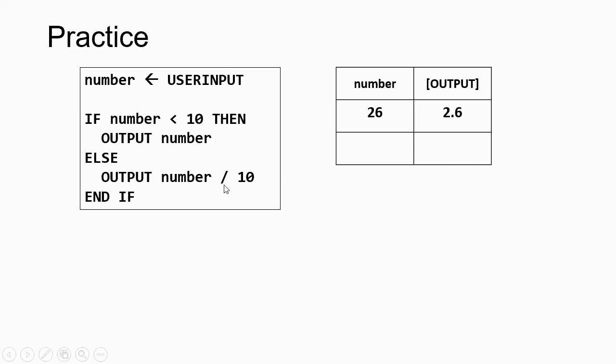So we output number divided by 10. So we do 26, which is the current value of number, divide it by 10, which gives us 2.6, and that is what is output. Then we hit end if, and that is the end of our program.